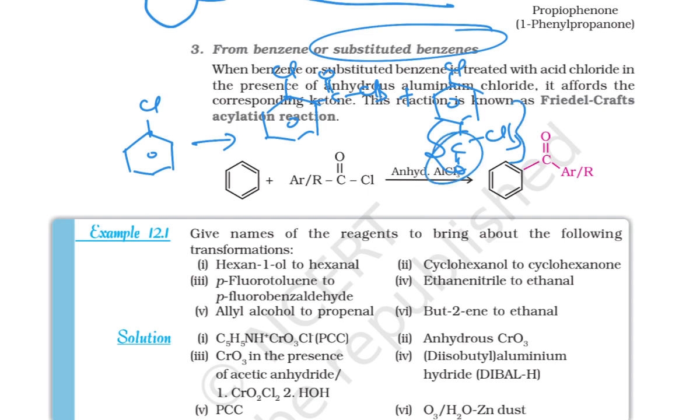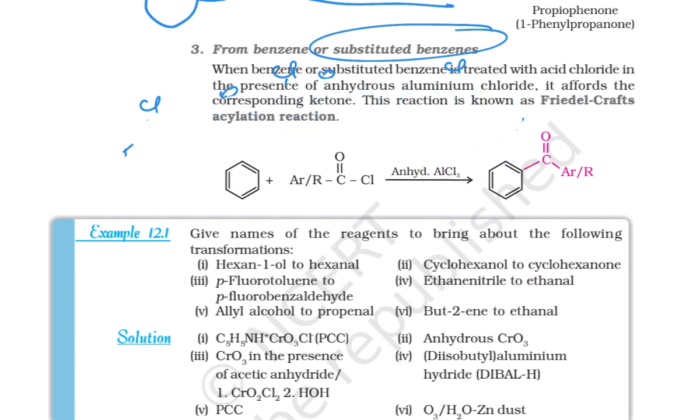This reaction, where did we discuss it? We discussed it in the first lesson itself. By using the acyl chloride and anhydrous aluminum chloride. So this is the example for the substituted benzene. Substituted benzene also undergoes the reaction and forms your ketone.